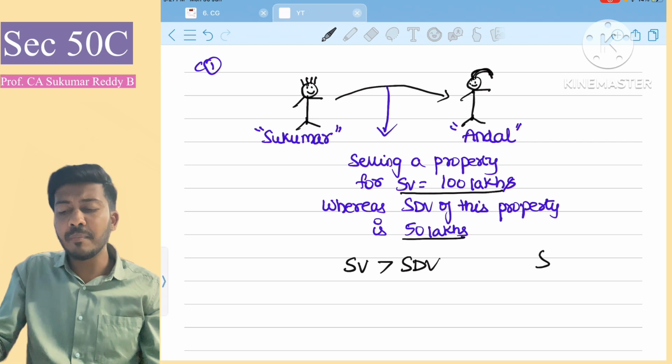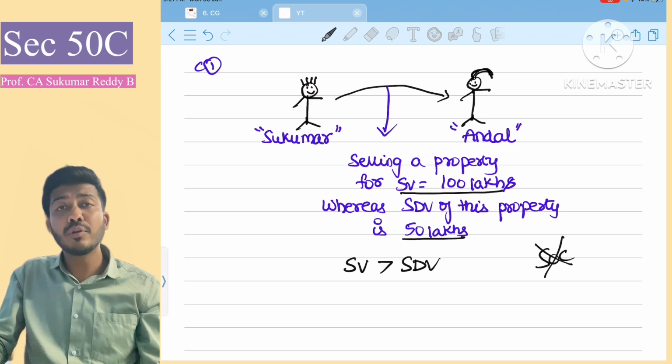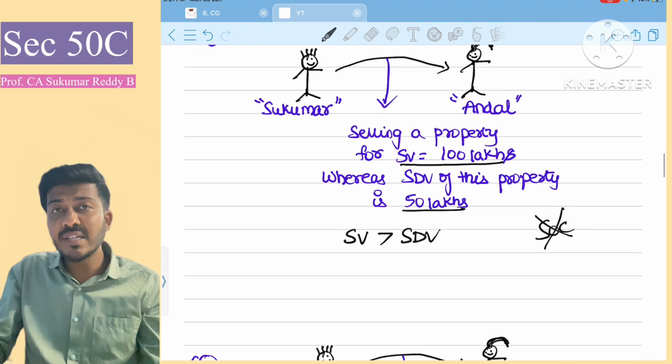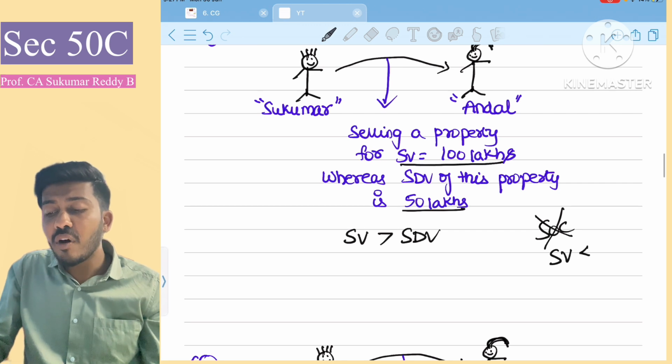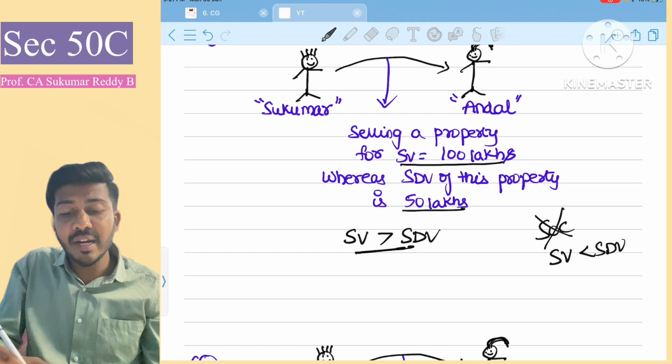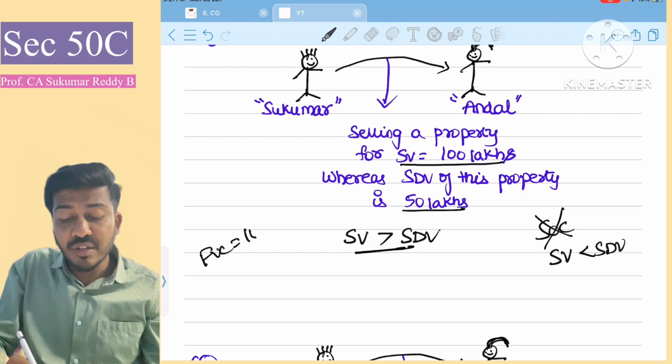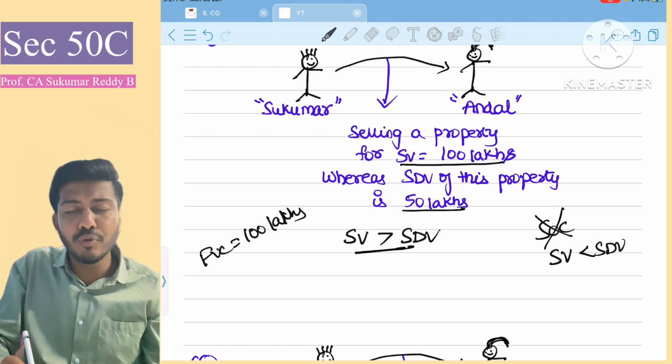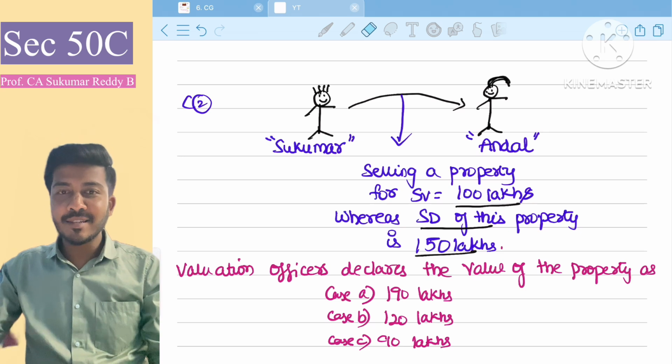No conflict will come here. Section 50C is not going to apply itself. When will Section 50C apply? If you sell for less than SDV, only then 50C comes. In fact, you are selling for more than SDV. Your full value of consideration is going to be your actual sale value. No conflict. Let us go for the next scenario.